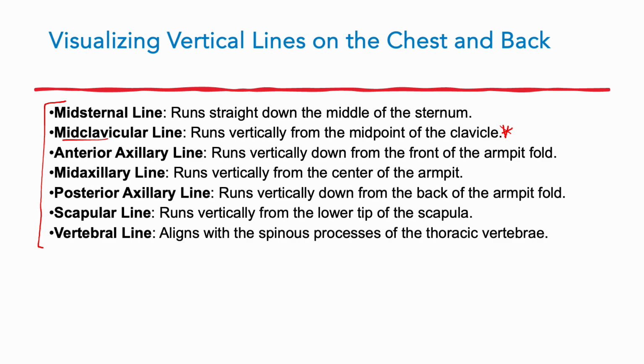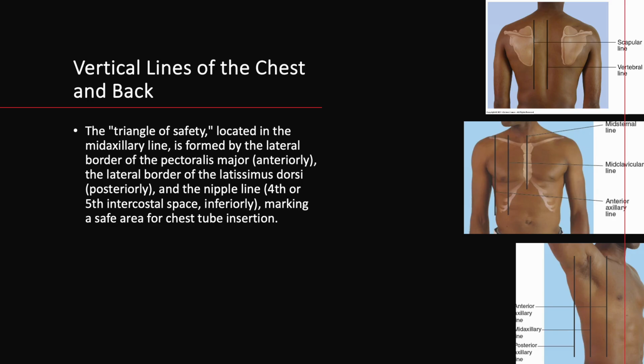So I actually have all these on the next slide with the pictures from your text. So you can see your vertebral line, scapular line. Here's your mid-sternal, mid-clavicular, anterior axillary. And then on the side of our thoracic cavity, anterior axillary, mid-axillary line, and posterior axillary line. So all these are used to describe things, whether it be in findings from x-rays or when you're describing something to, say, somebody you're doing a procedure with.